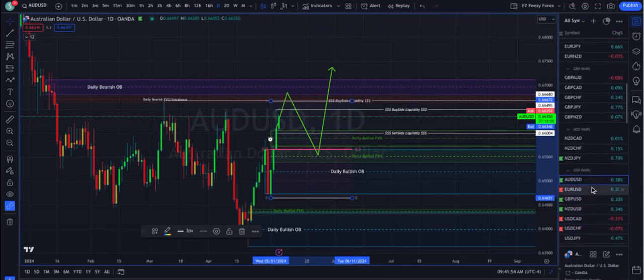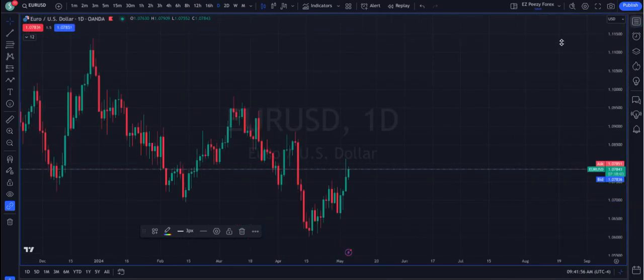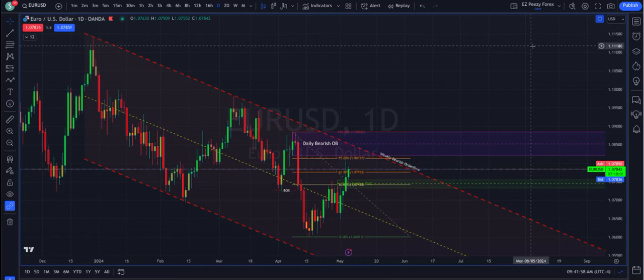On EUR USD, it's usually the opposite. I'm not usually bearish on AUD USD and bullish on EUR USD. They usually move the same, but I'm bearish on this as of right now. As you can see, this channel, until price breaks out of this channel, which could very well happen. If it breaks this high, it's breaking this channel, then my direction will be different, my path. But this was Friday's candle.